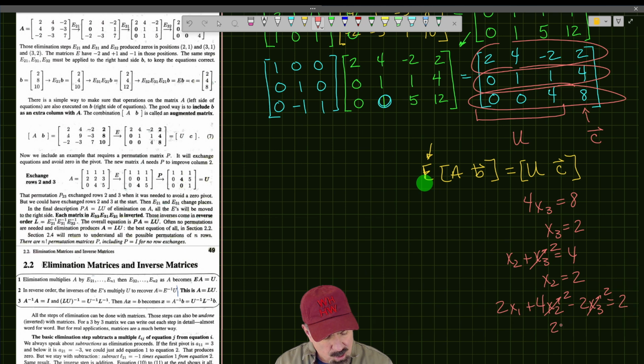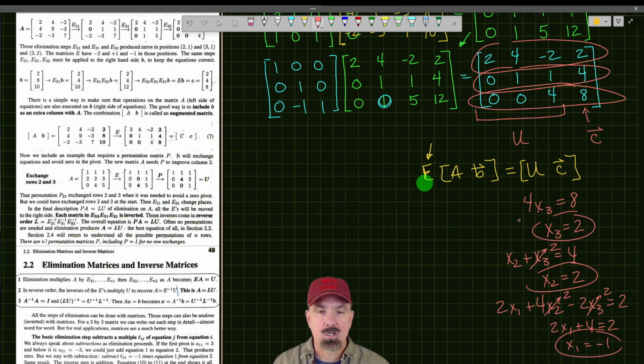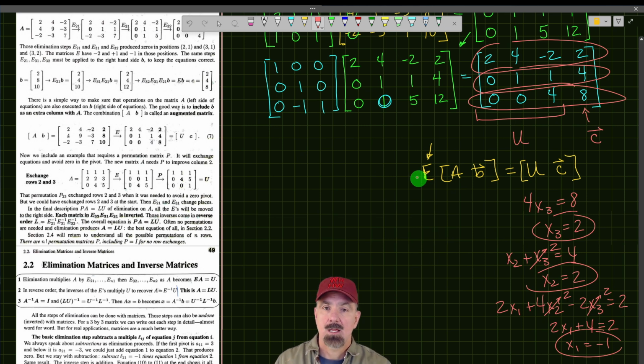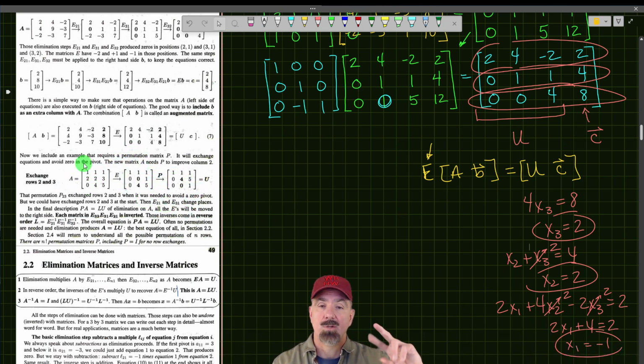And we end up with 2x1 plus 4 equals 2. And when we subtract the 4 from both sides and divide by 2, we can see that x1 is equal to negative 1. So our solution is negative 1, 2, 2. Again, we'll do some more examples next time we go through this. But this was our goal, to get to an upper triangular system so that we could then do back substitution. If we need to do row swaps, as we talked about, then we would end up multiplying by a permutation matrix, and we'll talk more about that in a few lessons.